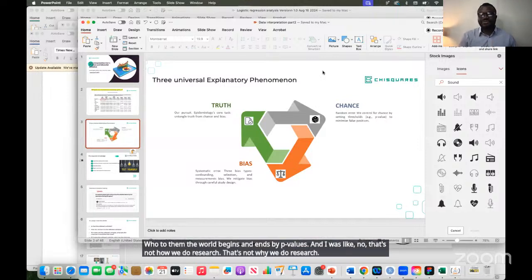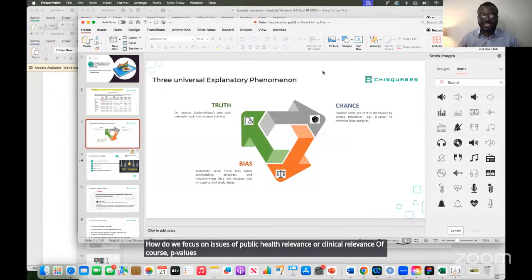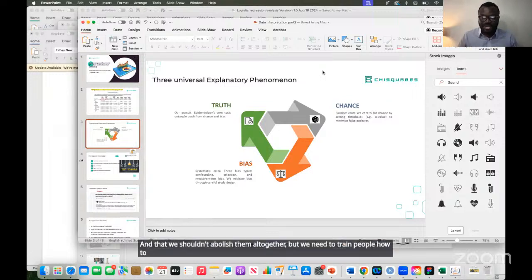And how do we focus on issues of public health relevance or clinical relevance? Of course, p-values are useful. I'm a big supporter of p-values, and we shouldn't abolish them altogether, but we need to train people how to use them reasonably well and how to understand what they mean in the first place. Okay, next question, please.